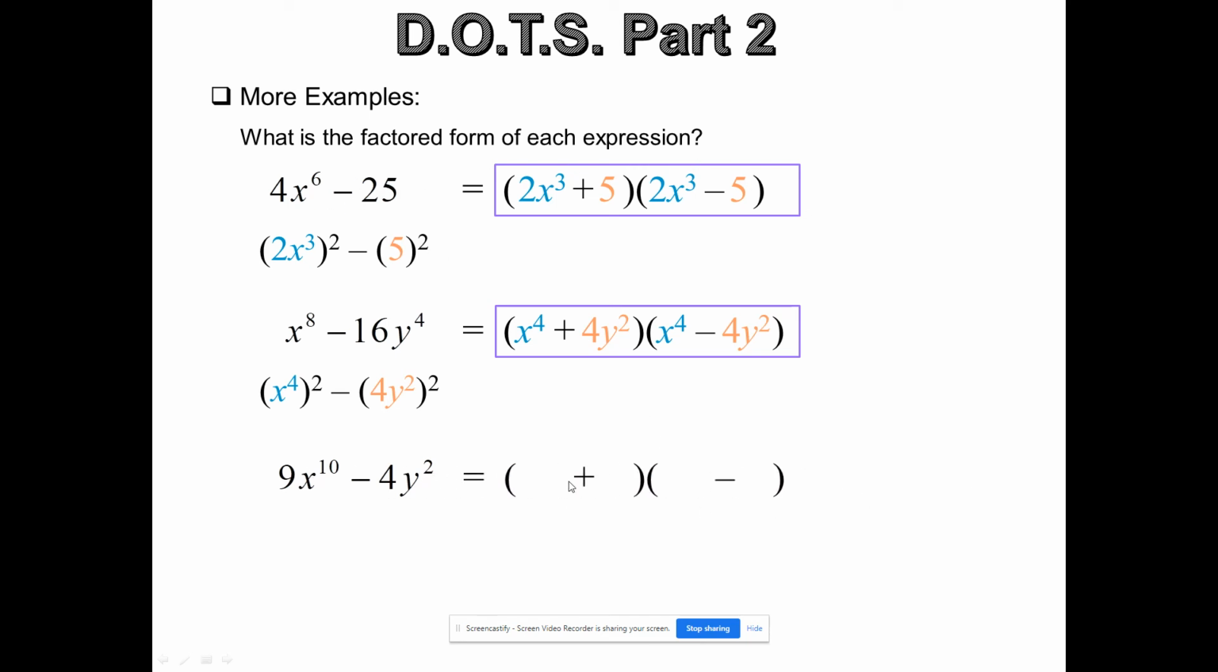Okay, so let's look here. What two terms can I multiply to itself to get 9x to the 10th? Well, 3 times 3 is 9, and then x to the fifth times x to the fifth is x to the 10th. And then over here, what am I going to multiply to itself to get 4y squared? Well, 2 times 2 is 4, and then y times y is y squared. That's why we have 3x to the fifth and 2y.